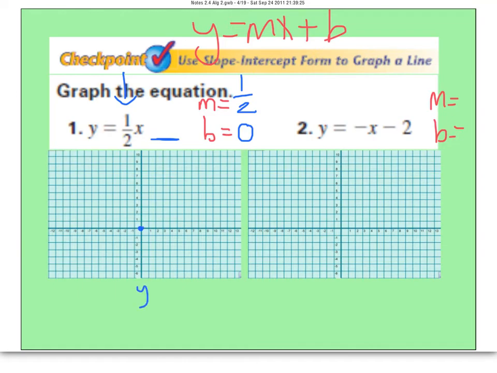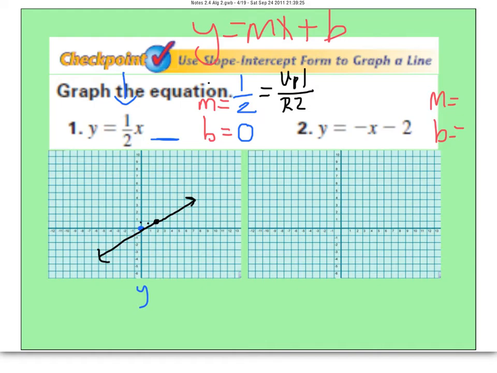Now, from that point, we move the slope. So I have to go back to the slope. Remember, slope means rise over run. So if you rise 1, do you go up or down? You go up 1. If you run 2, it's either right or left, and this is going to be right 2. So from the point, I go up 1, right 2. Plot it, connect the dots. That's the equation of the line graphed out.